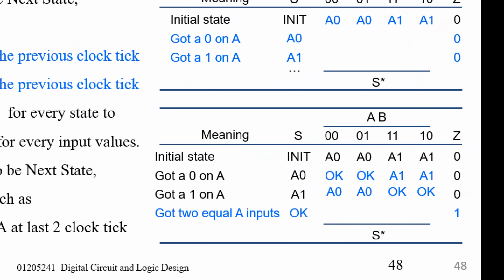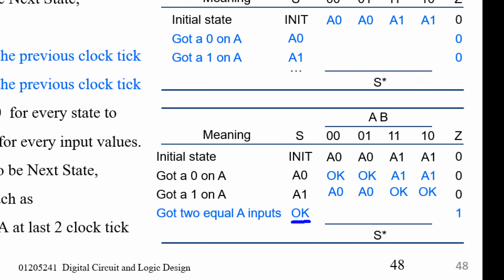And how about state OK? At state OK, if the next input is 0, 0, what happened? A is 0, B is 0. Okay, let's pay attention at A. Now A is 0. If this state OK comes from the last two values of A being 0, 0, then when the clock ticks, the last clock tick A is 0, and now A is 0, A is 0 again. So it should be state OK, right?